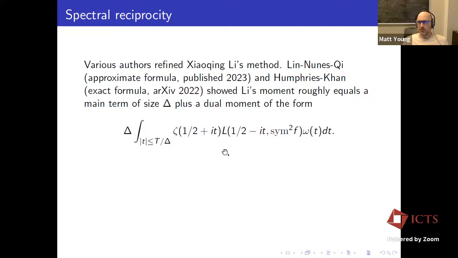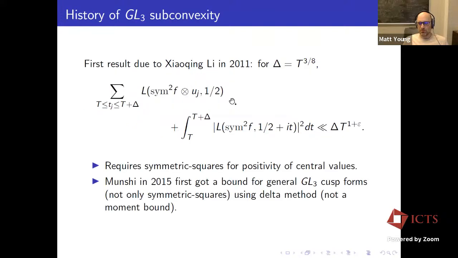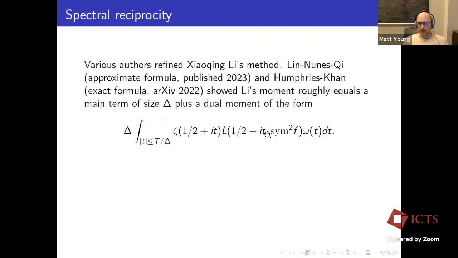And so if you want to get a good bound on this original problem, then you're forced to confront this dual problem, where you're trying to bound a t integral of zeta times this symmetric square. And it's a long interval here. It goes up to t over delta, but that's just all t's up to a certain range. It has this feature that the bigger you pick delta, the shorter this dual moment becomes. So this is common in harmonic analysis.